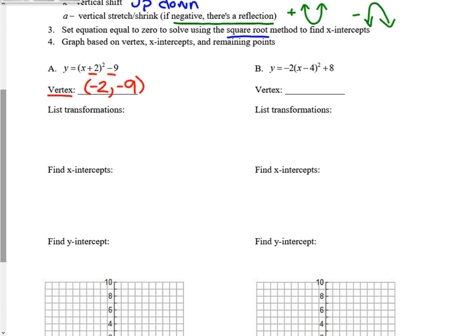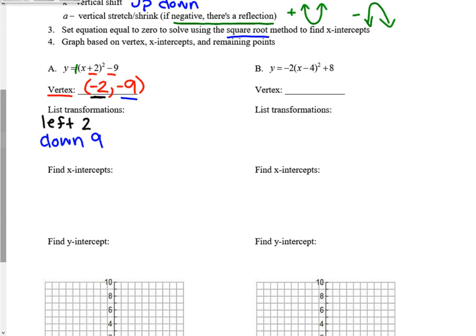For my transformations, my H value, or my negative 2 value here, tells me that my graph is moving left 2. The negative 9, or my K value, tells me that my graph is moving down 9. My a value in the front of my equation is just a positive 1. Since it's positive, it's not reflected, so I don't need to write anything. And since it's just 1, it's not being vertically stretched or shrunk. So the only two transformations I have here are left 2 and down 9.